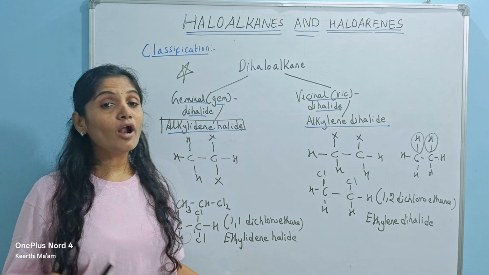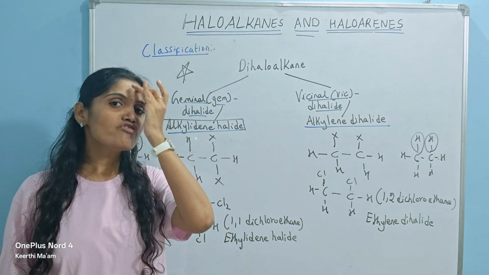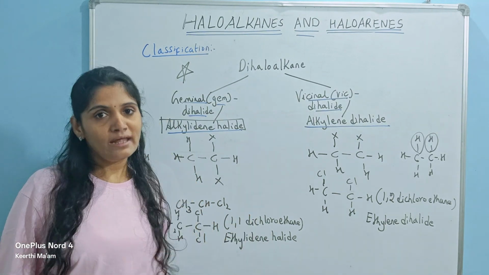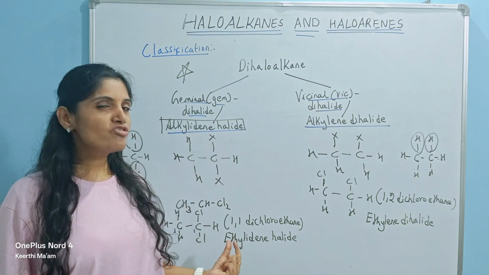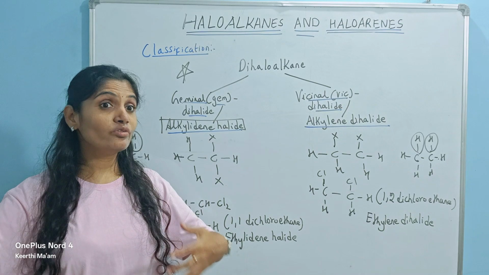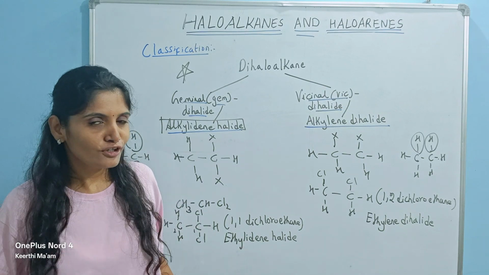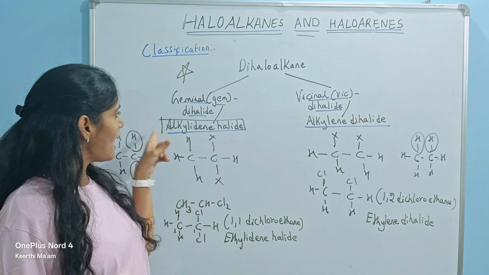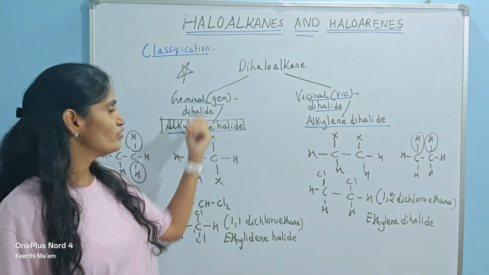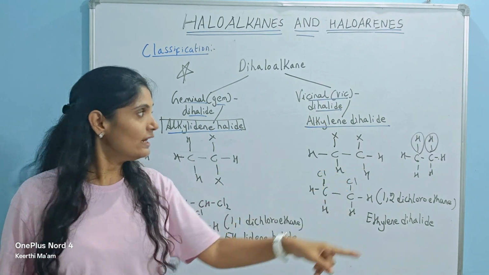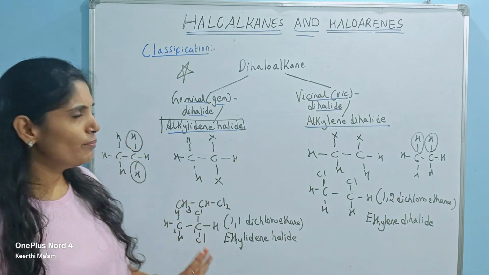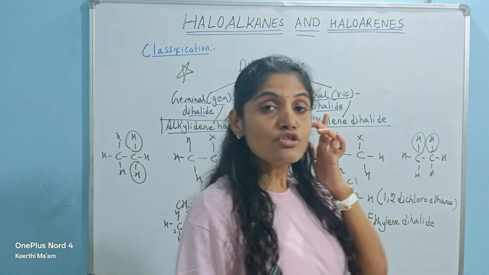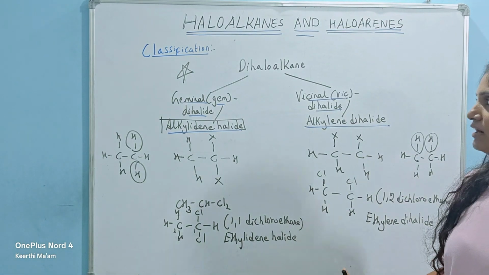So you just have to remember how to identify vicinal and geminal dihalides and how to name them. IUPAC naming is very easy as you have been doing it so much, but just remember the common naming pattern, because that is where you might get confused. I have given you the format: alkylidene halide is for geminal and alkylene dihalide is for vicinal. So this is the understanding about geminal dihalides and vicinal dihalides.